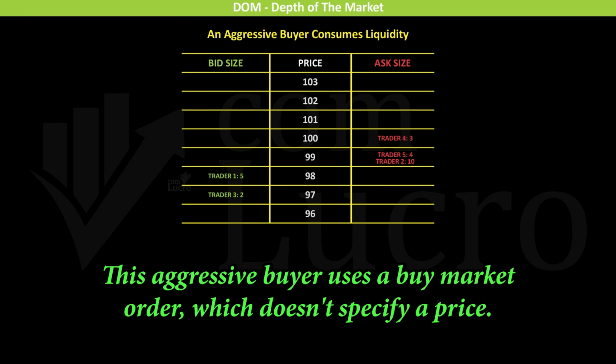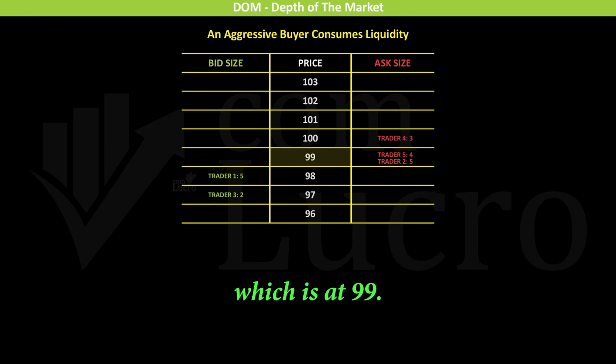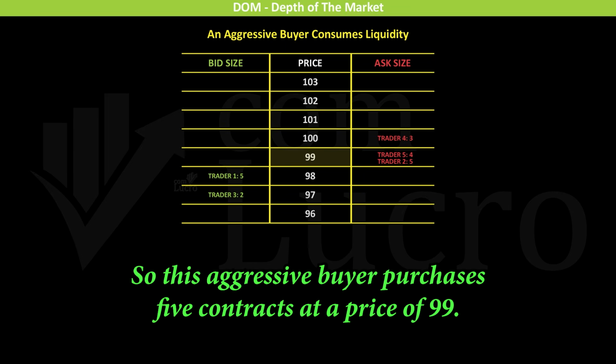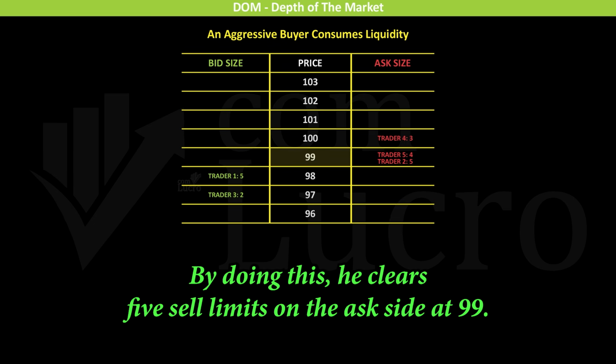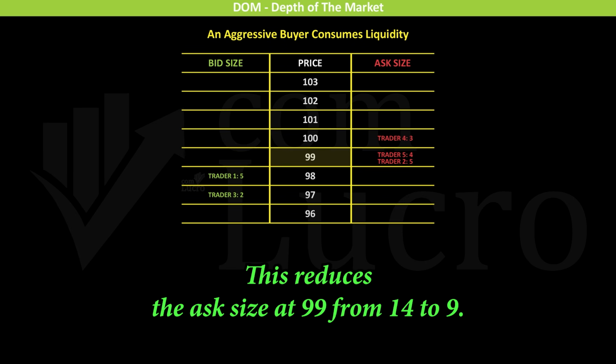This aggressive buyer uses a buy market order, which doesn't specify a price. The buy market order matches with the first available sell offer, which is at 99. So this aggressive buyer purchases 5 contracts at a price of 99. By doing this, he clears 5 sell limits on the ask side at 99. This reduces the ask size at 99 from 14 to 9.